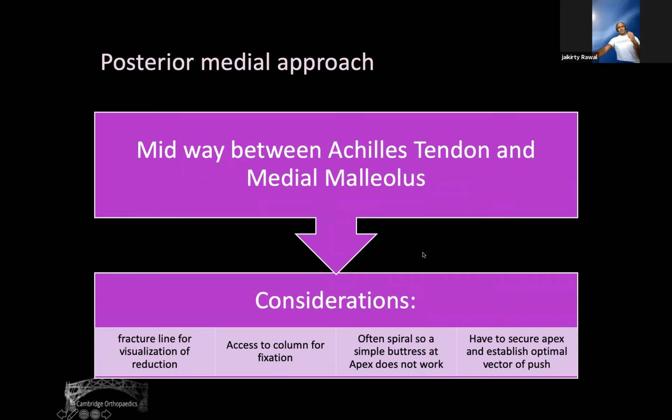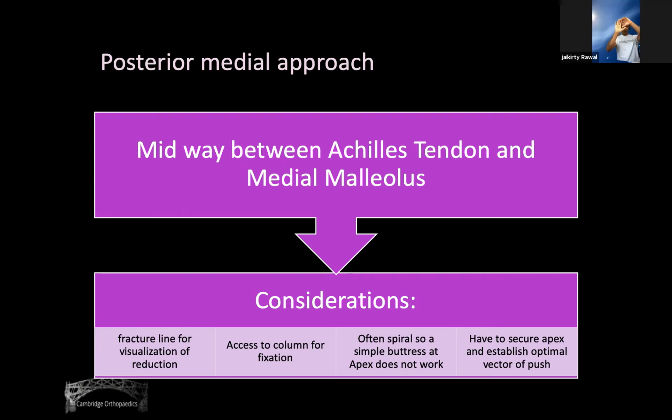So here are the considerations. Fracture line for visualization of the reduction. You're assessing your columns for fixation. Now, when you think about the ankle, the pylon often breaks in a sort of spiral pattern, or with a spiral component. And I used to think, well, you just have to capture the apex. You just have to push the apex back. But I think it's a bit more complicated than that.